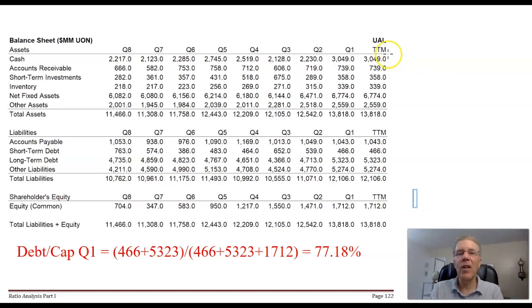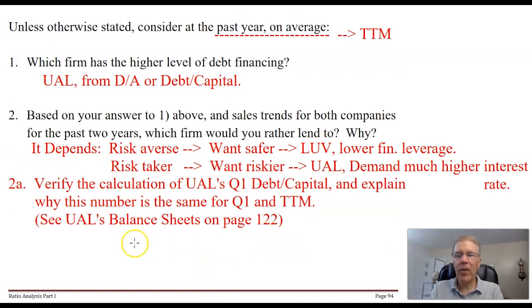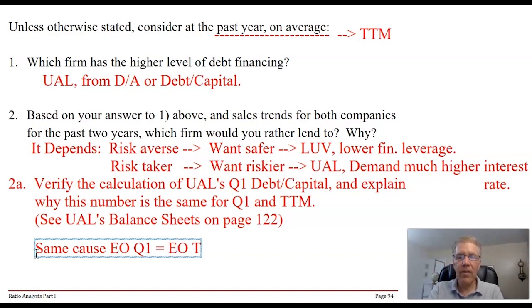And because balance sheet numbers are cumulative snapshot in time numbers, it all comes down to what's the snapshot in time. Since these two are equal, the numbers are going to be equal. All right, so let's go back and answer that question. Okay, so why same? We verified, yes, same because end of Q1 equals end of TTM.